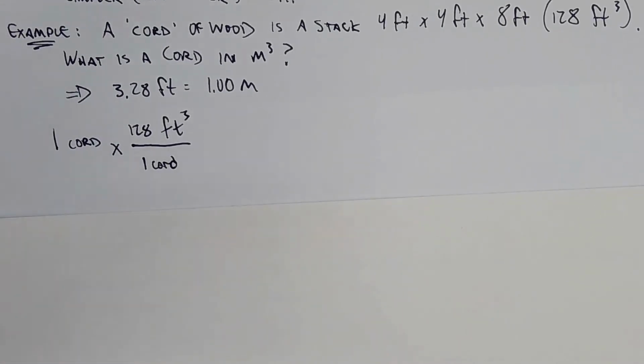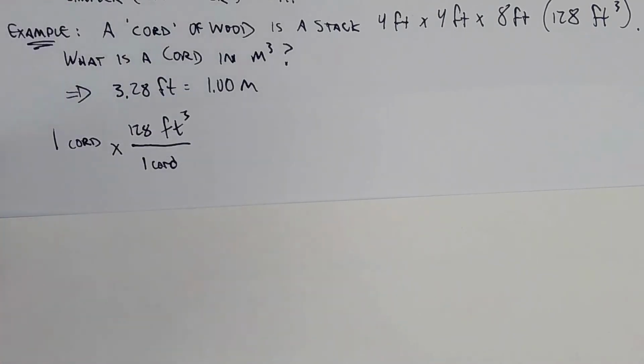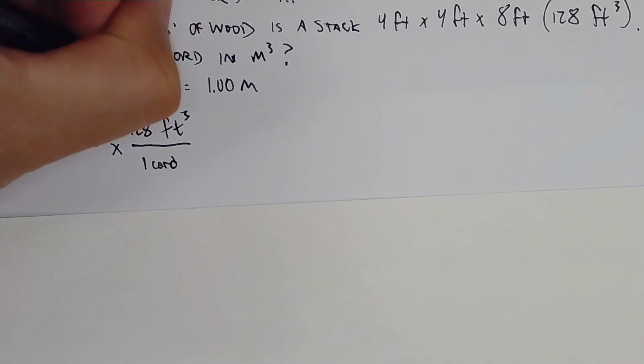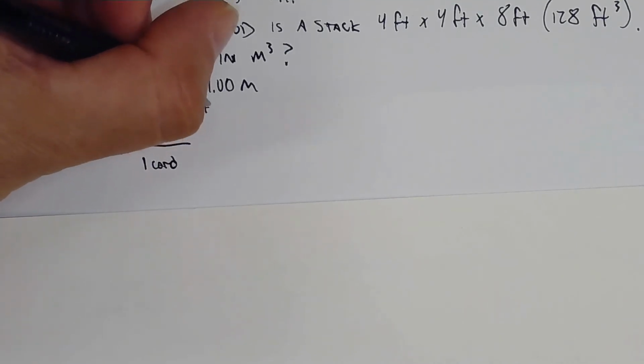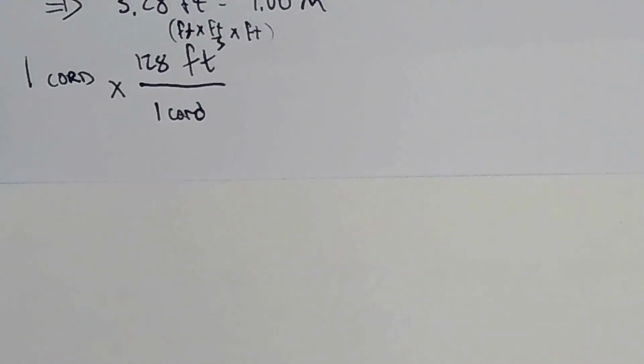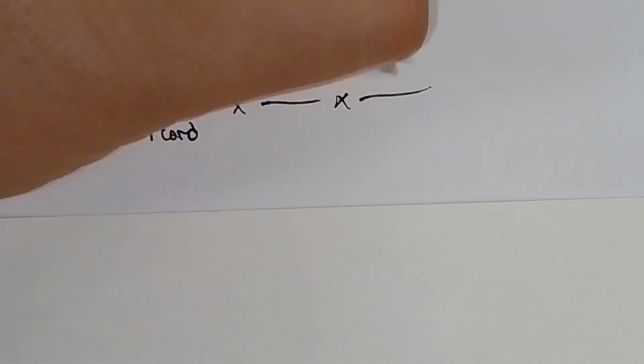Okay, the next step is I want to convert from cubic feet to cubic meters. And I know the conversion between feet and meters. So remembering that a cubic foot is really just a foot times a foot times a foot. That's really all it is. A cubic foot is just a foot 3 times. So when I'm thinking about how to set up my conversion, I could think of it like this. 1, 2, 3.